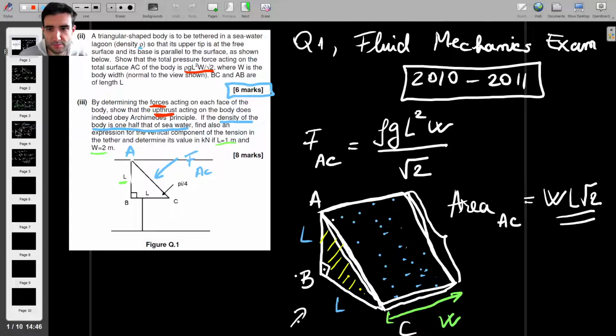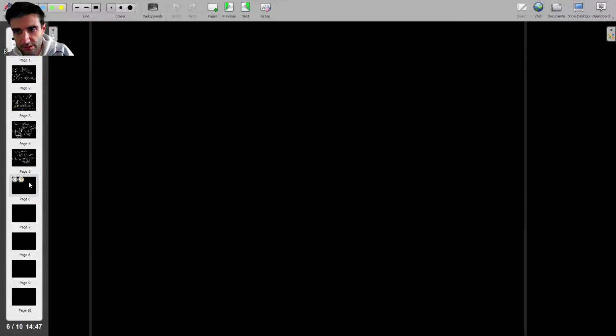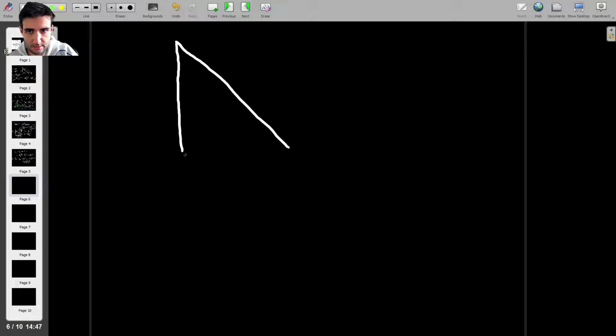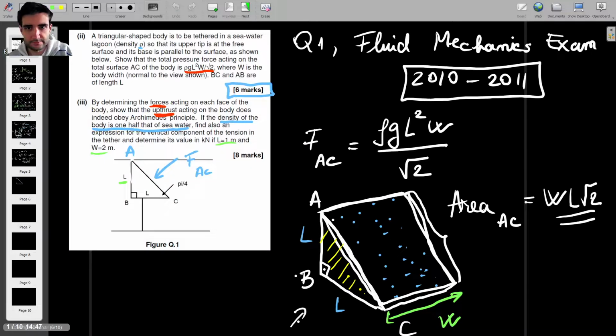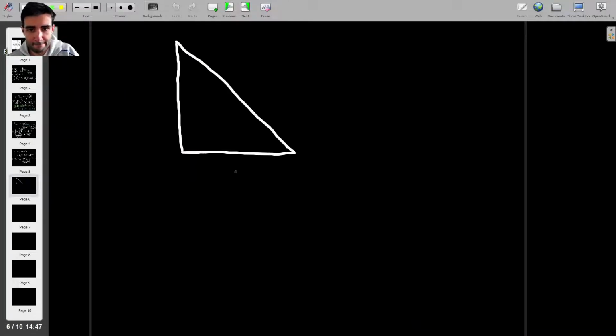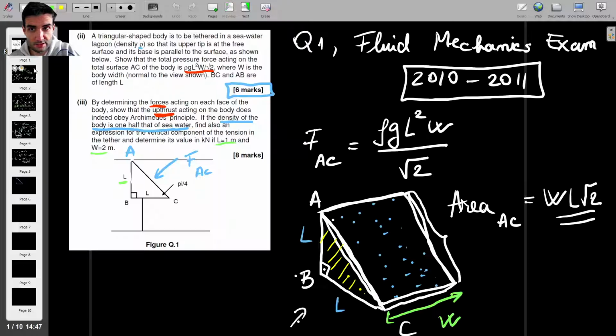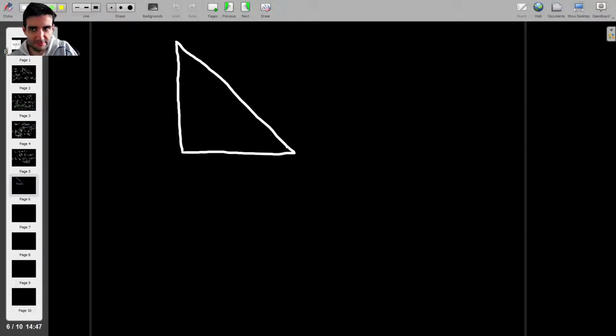Now there's only one more part here, which is finding the vertical component of the tension in the tether. So let's actually draw that as well. Let's redraw the prism like this. And here's what we have. We've got four forces technically. Actually, if you think about it, we've got three forces due to the water pressure. One of them doesn't actually do anything in the vertical direction, so we're just going to consider this one.